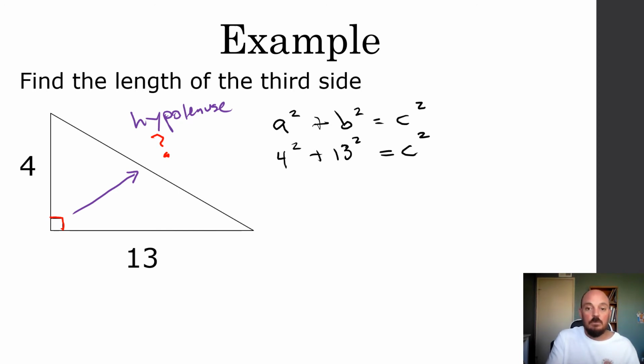And now we're going to do the work. We're going to solve for c. Now 4 squared plus 13 squared, those are just numbers. 4 squared means 4 times 4, that's 16. In fact, I'll even put that in. You're welcome to use a calculator for this though. 13 times 13 is 169. Add it together and you get 185.